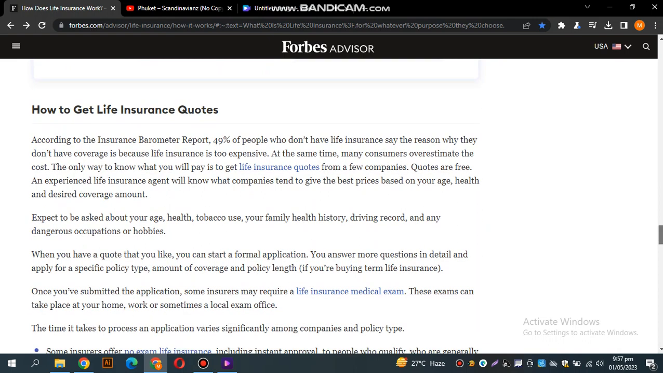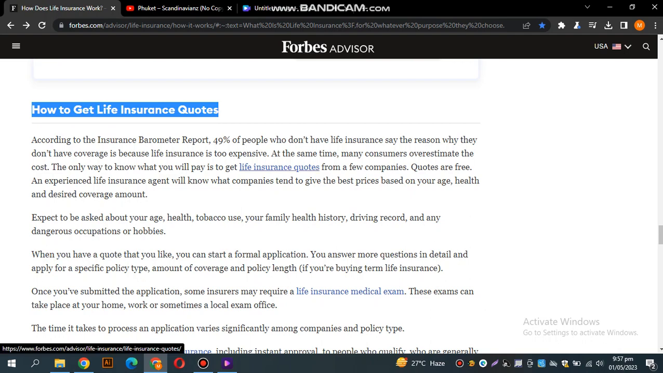After that the next point is how to get life insurance quotes. According to the Insurance Barometer report, 49% of people who don't have life insurance say the reason why they don't have coverage is because life insurance is too expensive. At the same time, many consumers overestimate the cost. The only way to know what you will pay is to get life insurance quotes from a few companies.